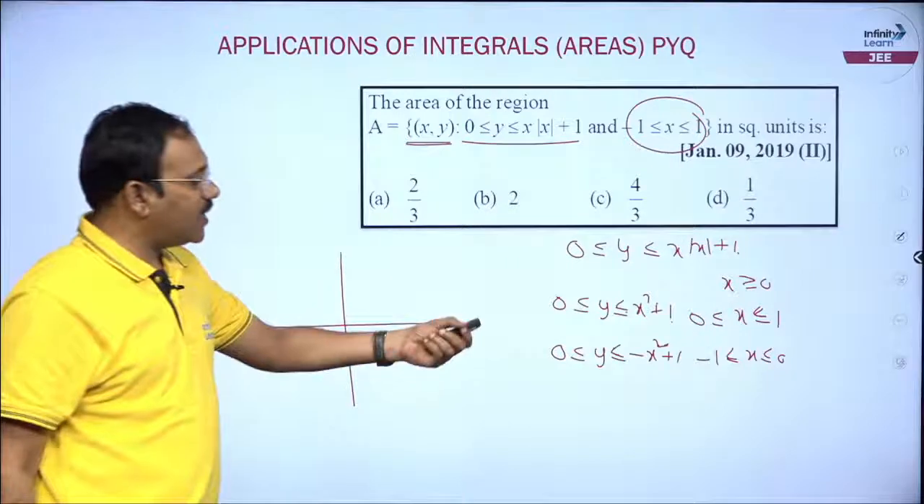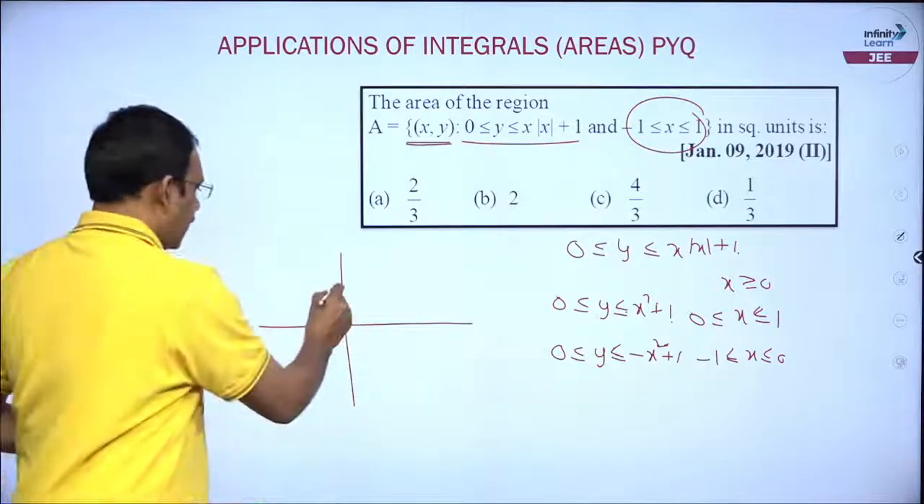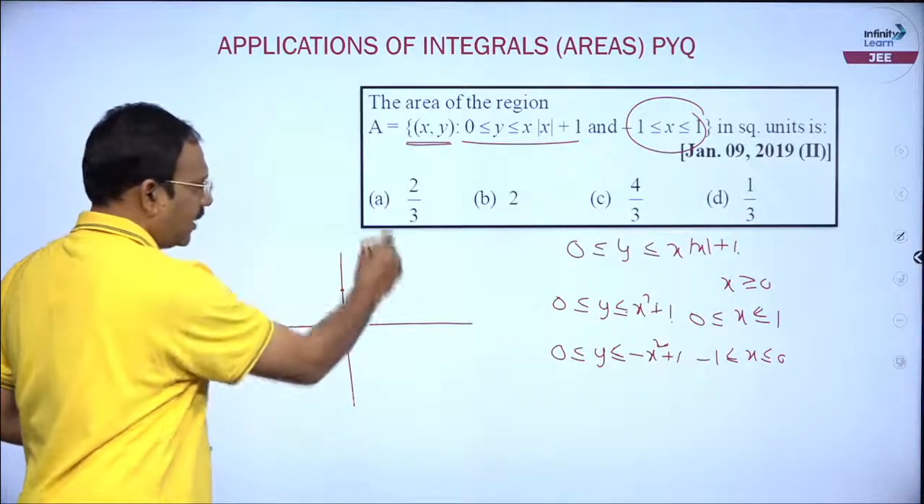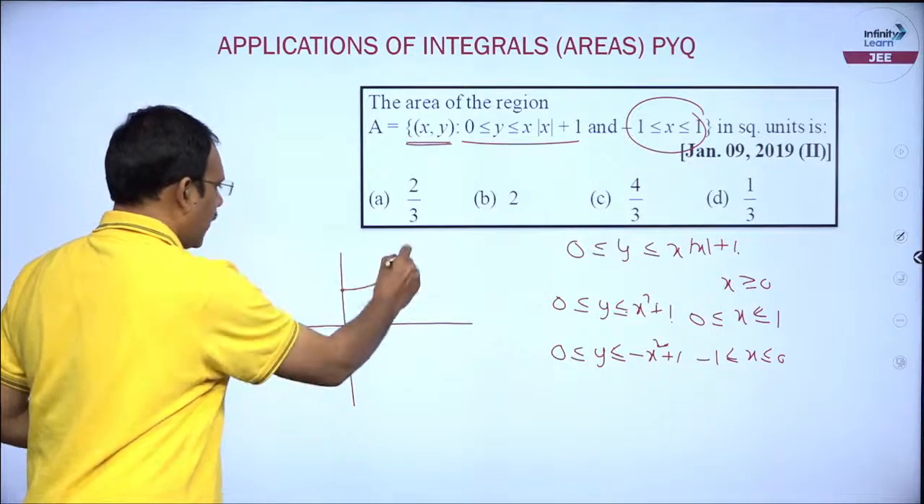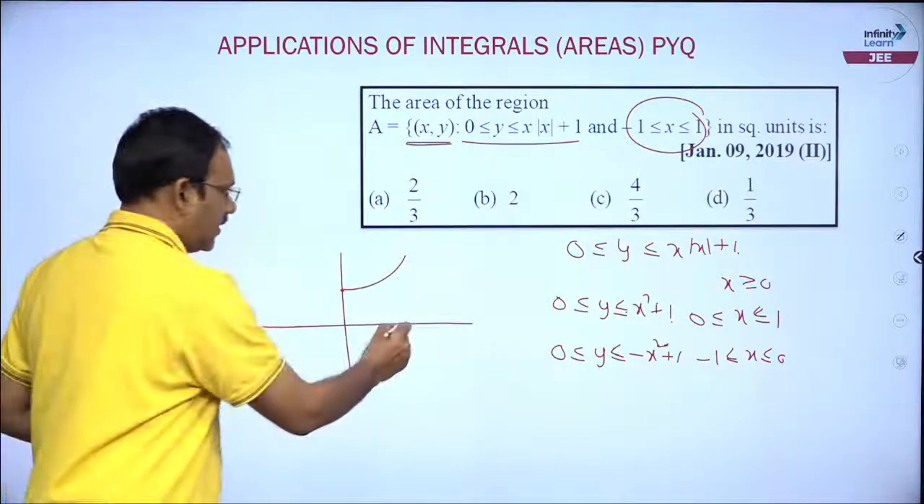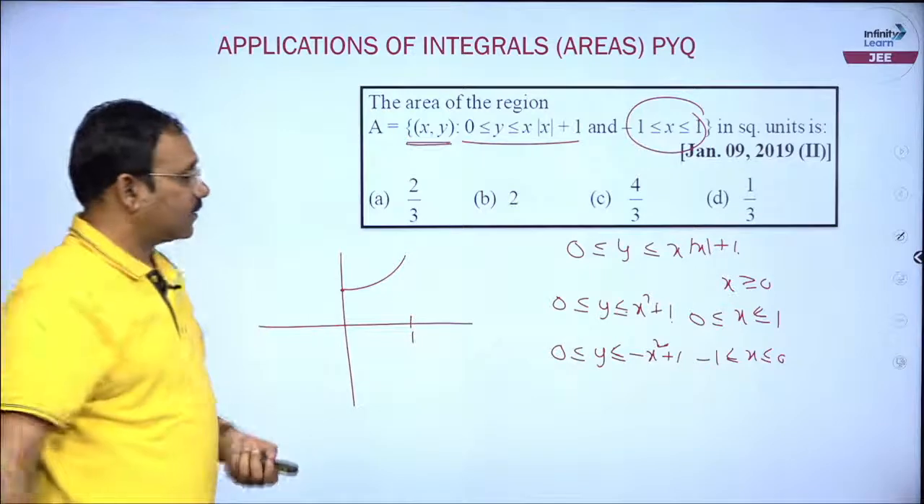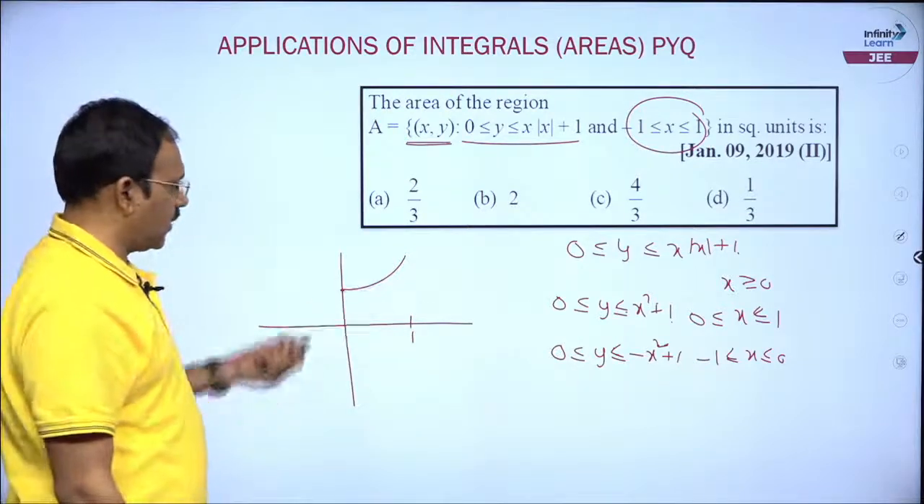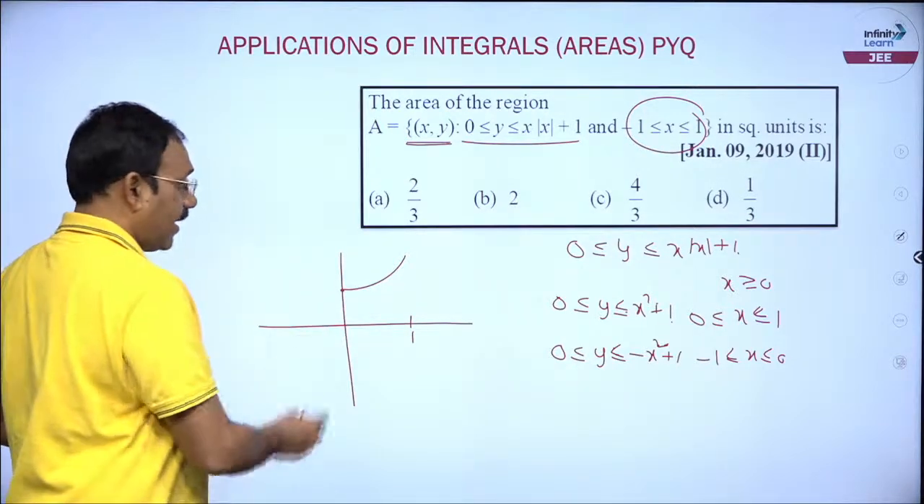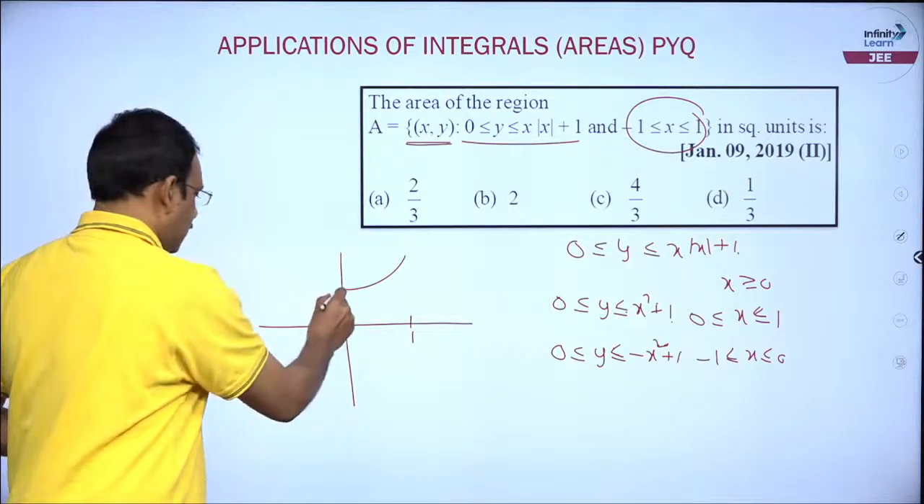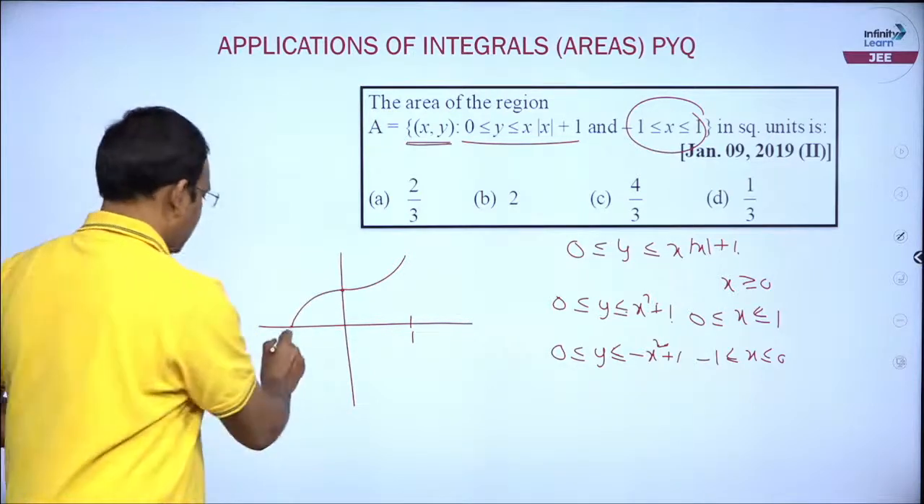Yeah, y is equal to x square plus 1, the graph will be the x square graph lifted by 1 unit, for x from 0 to 1. This is the graph, friends. Yes, x is 0 to 1. And what about 1 minus x square? At 0 it is 1, at minus 1 it is 0. This is the graph, for x from minus 1 to 0.